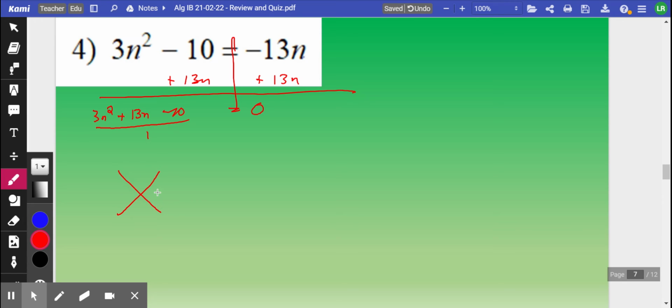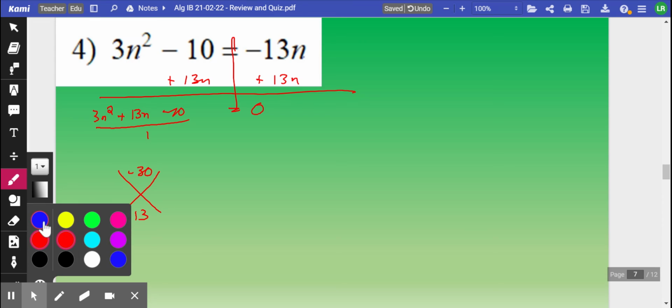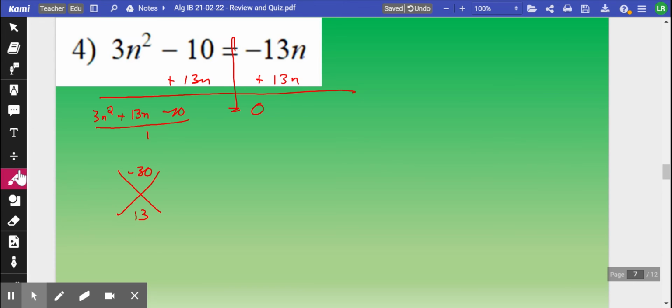This one can be a little tricky. I've seen people get this one wrong a decent amount. 3 times negative 10 is negative 30, adds up to be 13. And what happens is we tend to think of 3 times 10 right away, but then we fail to check. 3 times 10 does not multiply to be negative 30. It multiplies to be positive 30.